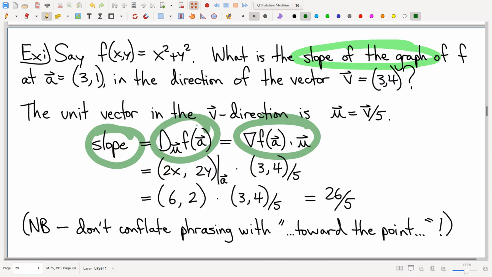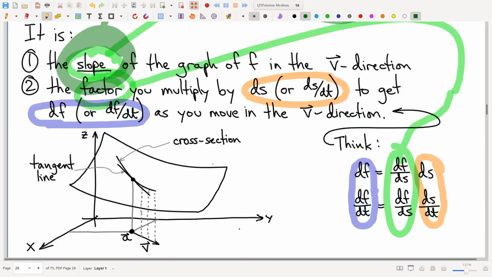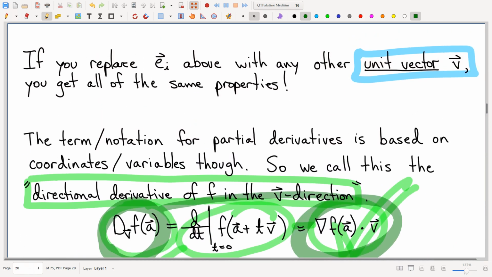Okay, here's one of the subtleties. You've got to be careful about this. It just is what it is. But remember, this only works as described here. This only works if you have a unit vector. You've got to be really careful. It's got to be a unit vector.